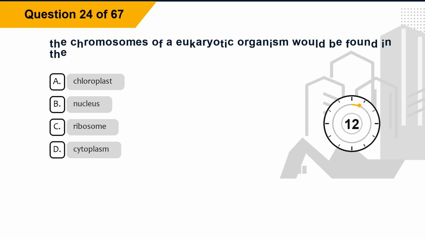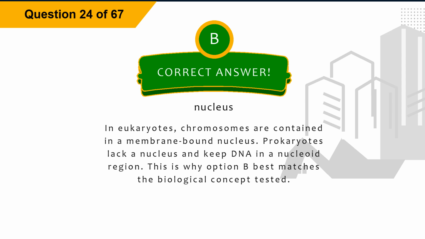Question 24. The chromosomes of a eukaryotic organism would be found in the: option A, chloroplast. Option B, nucleus. Option C, ribosome. Option D, cytoplasm. The correct answer is option B, nucleus. Explanation: in eukaryotes, chromosomes are contained in a membrane-bound nucleus. Prokaryotes lack a nucleus and keep DNA in a nucleoid region. This is why option B best matches the biological concept tested.